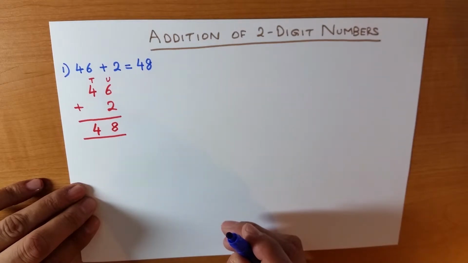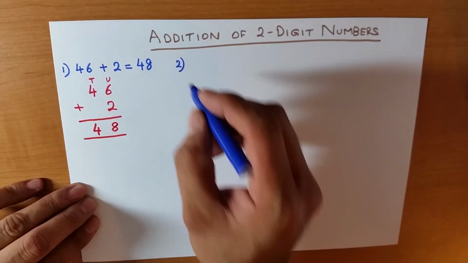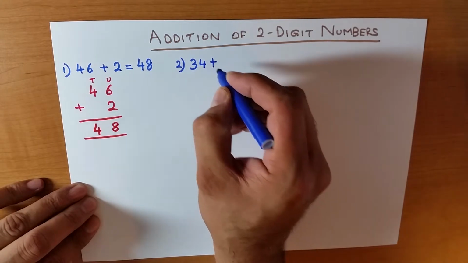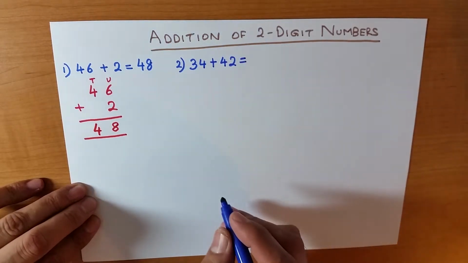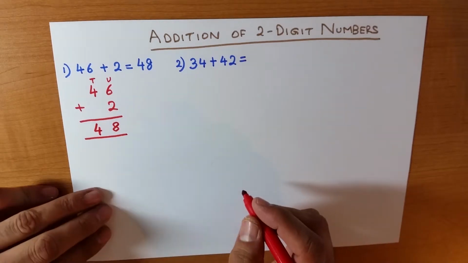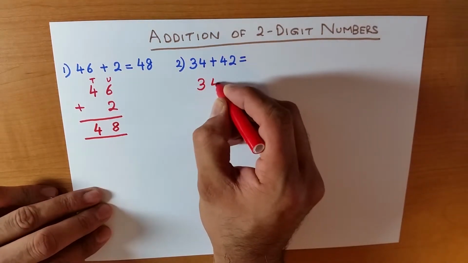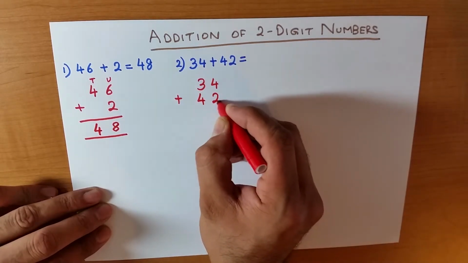Now let's add two-digit numbers. What is 34 plus 42? Again, let's write these numbers down in the vertical format. 34 plus 42.